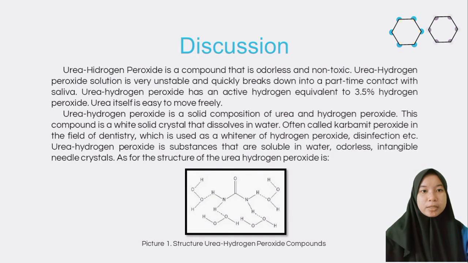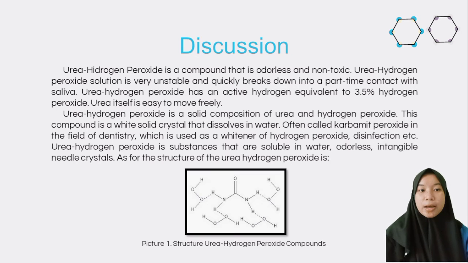And 2. Discussion. Urea hydrogen peroxide is a compound that is odorless and non-toxic. Urea hydrogen peroxide solution is very unstable and quickly breaks down on contact with saliva. Urea hydrogen peroxide has an active hydrogen equivalent to 3.5% hydrogen peroxide. Urea itself is easy to move freely. Urea hydrogen peroxide is a solid composition of urea and hydrogen peroxide.